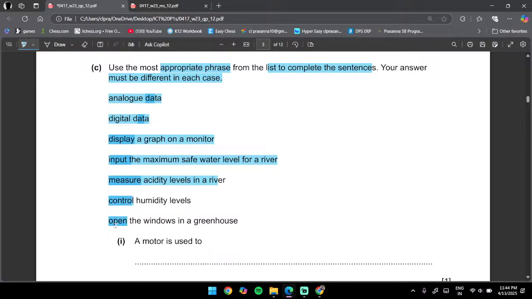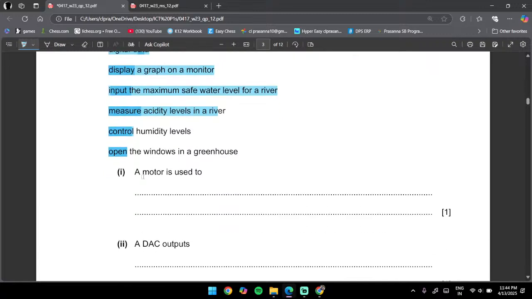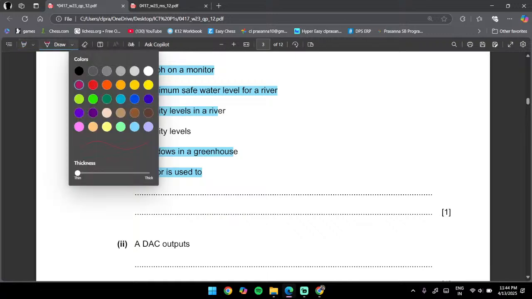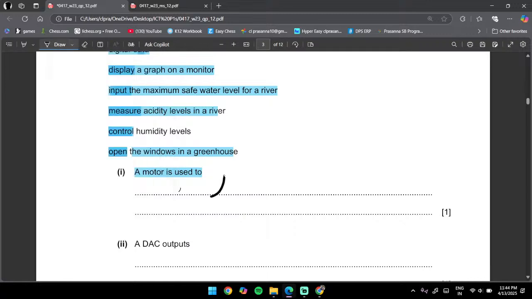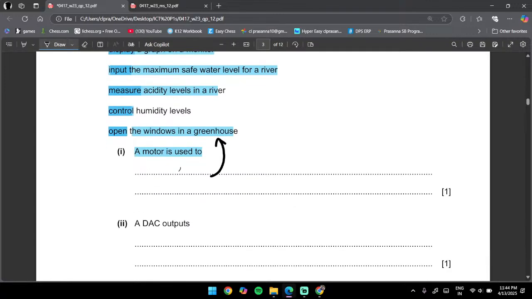So as you can see, opens means it's doing an action. Controls means it's probably part of the control device. This is an input device. This is a measuring device. Yeah, so let's check. A motor is used to what? So motor is something that will do an action, right? So that should most likely be open up windows in a greenhouse. That's what I think.